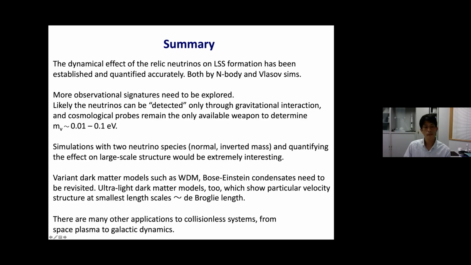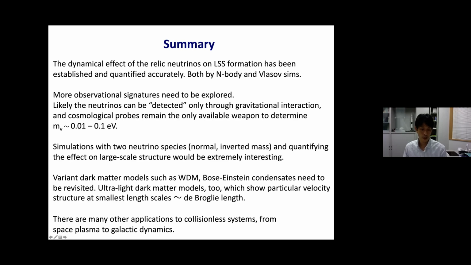And currently we are planning to run simulations with 2 neutrino species to see the difference between a normal hierarchy and inverted hierarchy case. Okay, the effect should be subtle, but should be discernible with future galaxy surveys, I hope. Okay, variant theoretical models I already talked about.